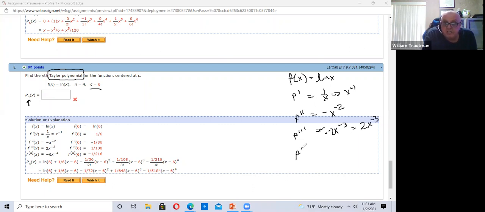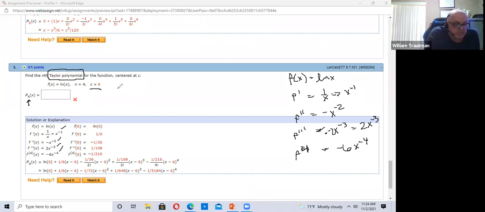And then finally, they want us to do 4. Bring the negative 3 over. Negative 3 times 2 is a negative 6. And then subtract 1, you get negative 4. Okay, so here's our derivatives that we took. And now we're just going to plug them into the formula.